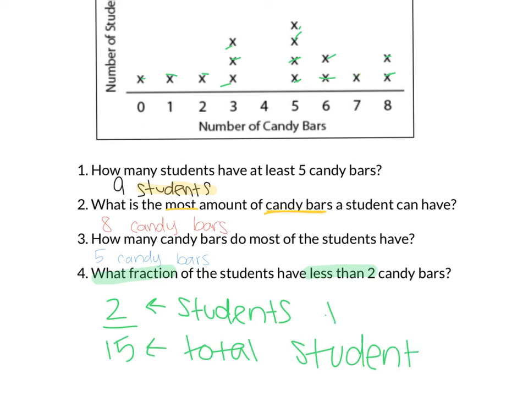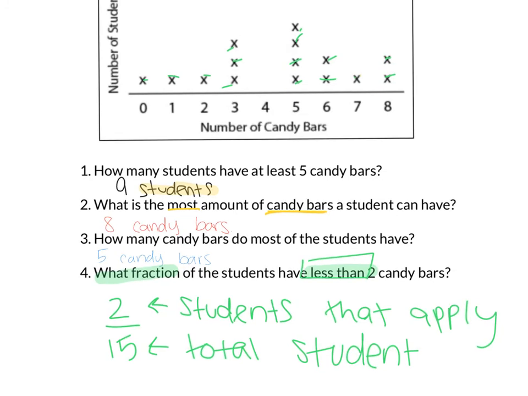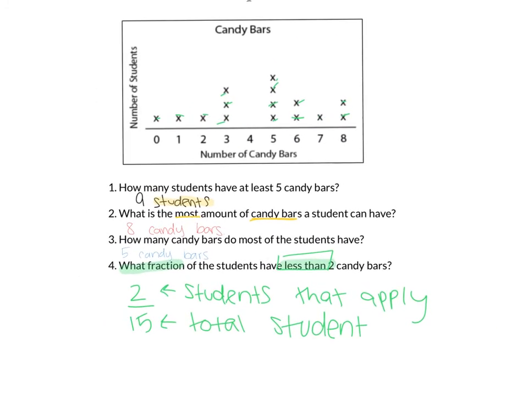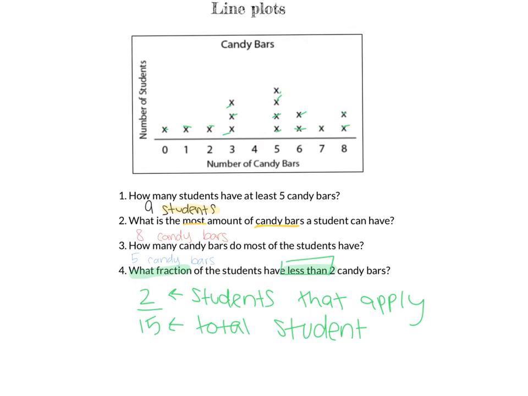So this would be students that apply. And that would be total students. So by students that apply, I'm saying the students that answer yes to the question. So the students that have less than 2 in this scenario. And that's it. You have solved all your questions for your line plot.